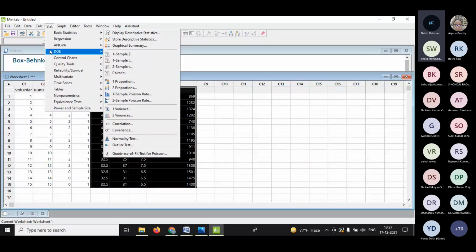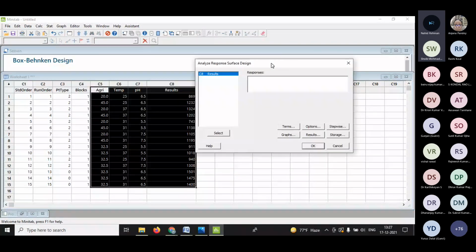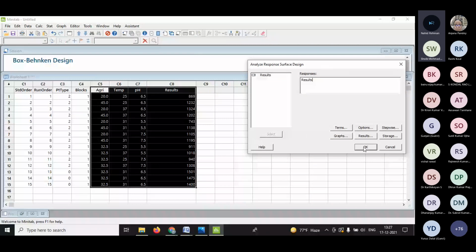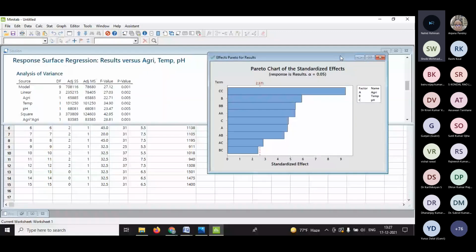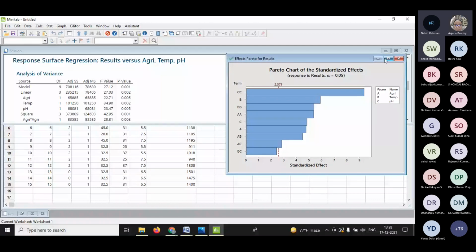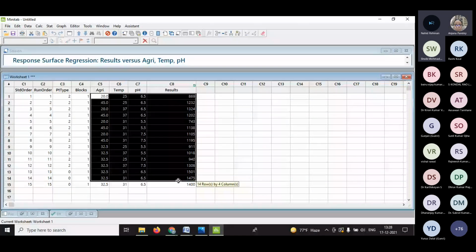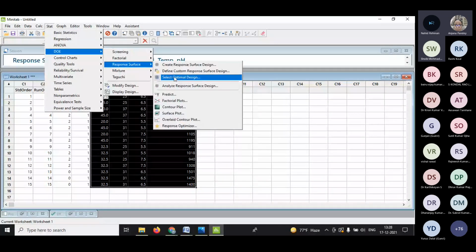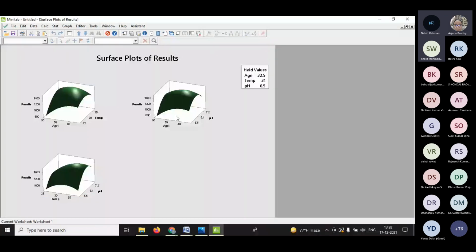Go to the analysis. Go to the analysis. Then you select the response here. And after that you will see that slowly you have to select and then do the surface plot. So you obtain the surface plot like this. And here you can change the axis if you wish by right clicking.